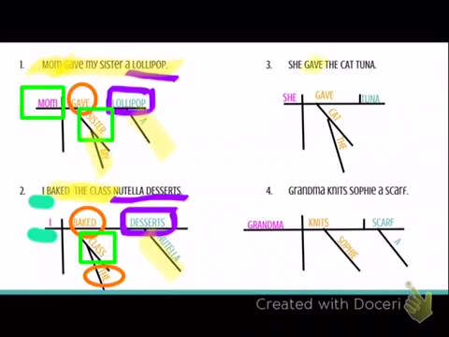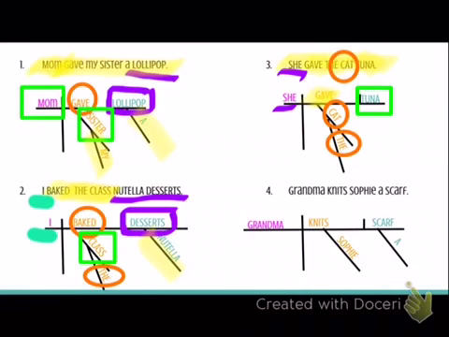Third, she gave the cat tuna. What's the verb? Gave. Who gave? She gave. What was given? Tuna. Tuna was given. To whom was the tuna given? The cat. The cat will be the indirect object. Cat would be the main indirect object, and the will be describing the cat.